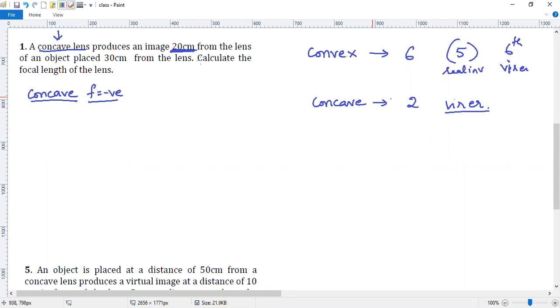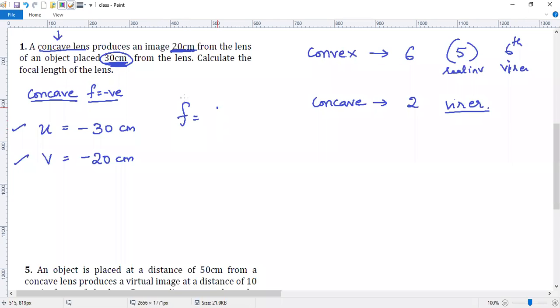That is why we take it as negative. As it is a concave lens, the u value you are taking as always negative, and V, since it is concave, you are taking as minus 20. And what is u? An object is placed 30 centimeter from the lens. So u is taken as minus 30 centimeter. Good. So these are the two data we have here, and we have to calculate the focal length of the lens.